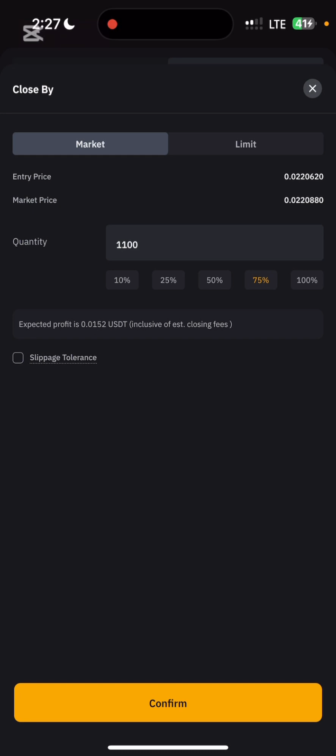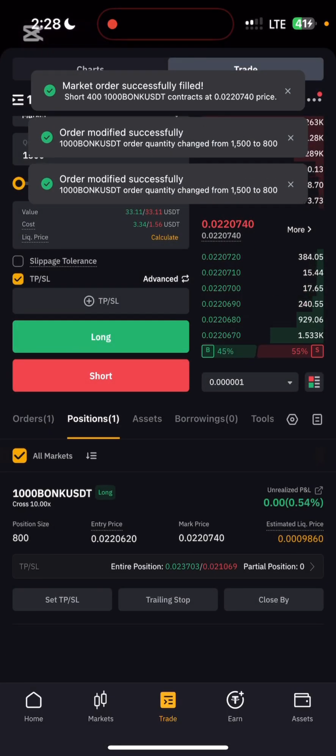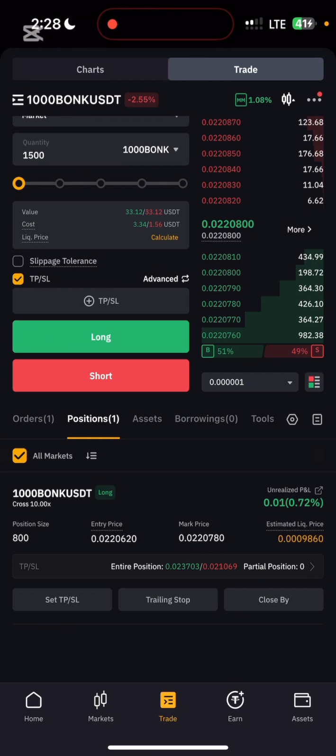So even if the price goes against you, you are still going to have a little amount you took from the market, from that trade. That's the meaning of taking partials. If you want to take 10% of the profit you're already making, you click on 10%. If you want 25%, you click on 25%. If you want 50%, you click on 50%. Then you click on confirm, and you've taken 50% of the profit you made already.